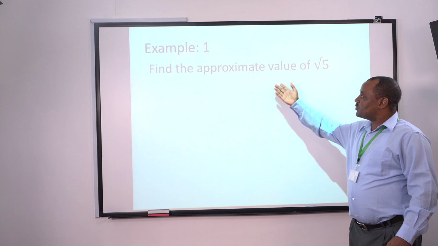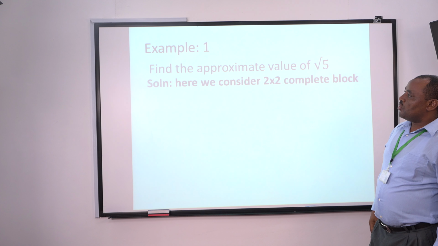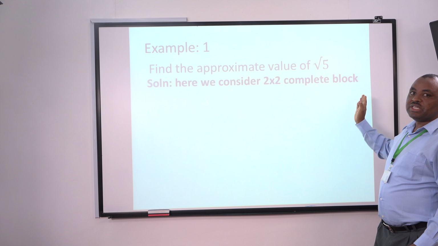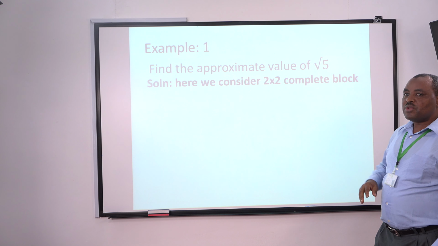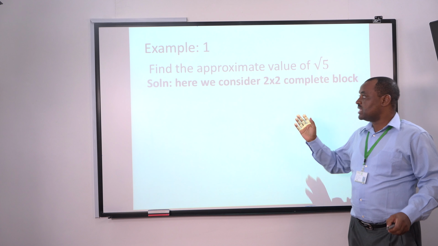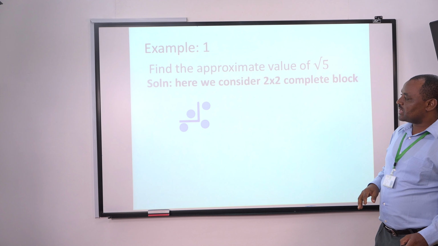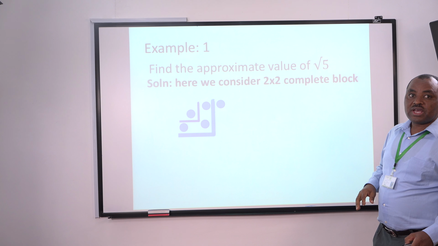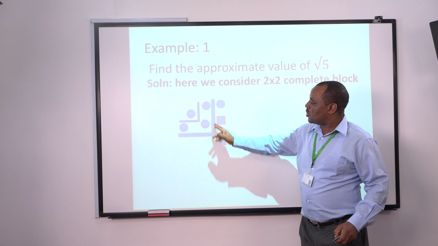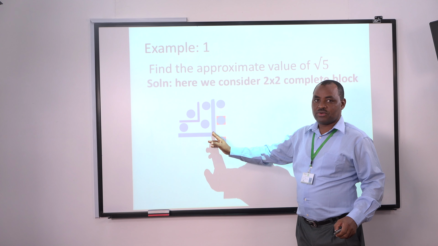For example, if you are told to approximate the value of the square root of 5, here we are going to consider 2 by 2 a complete block. And then we are going to think about the other block if the numbers are not completed there. The placement will be like that. You see the Gnomons are placed from the corner. And here we have two complete Gnomons, or blocks, the first one and the second one.